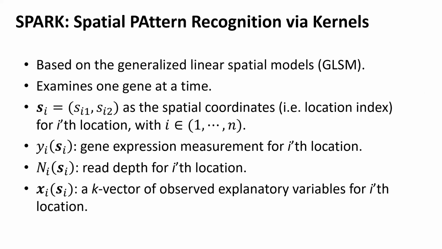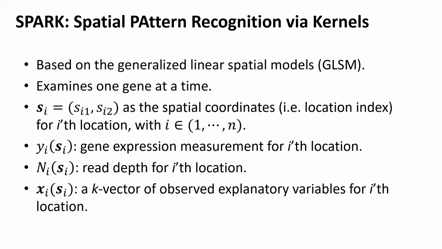So this is based on generalized linear spatial models. We're going to examine one gene at a time, and try to detect whether the gene shows any spatial pattern or not. To get there, we will use some notations. We will use S sub i to denote the spatial coordinates for each i's location. So you have n different locations here.